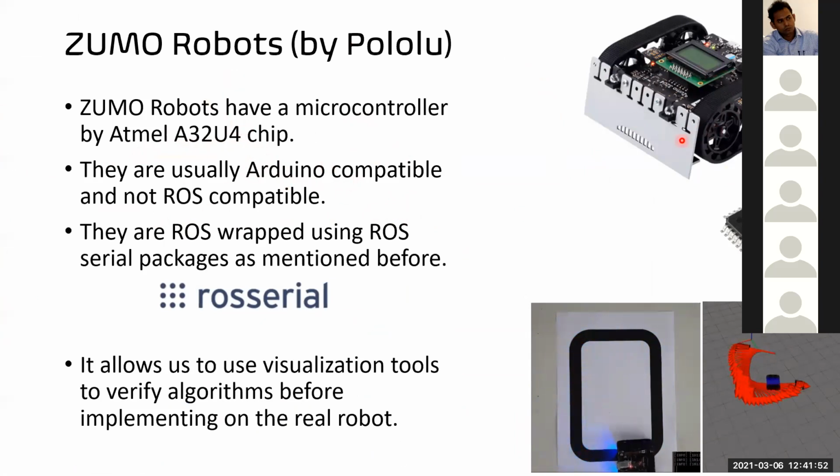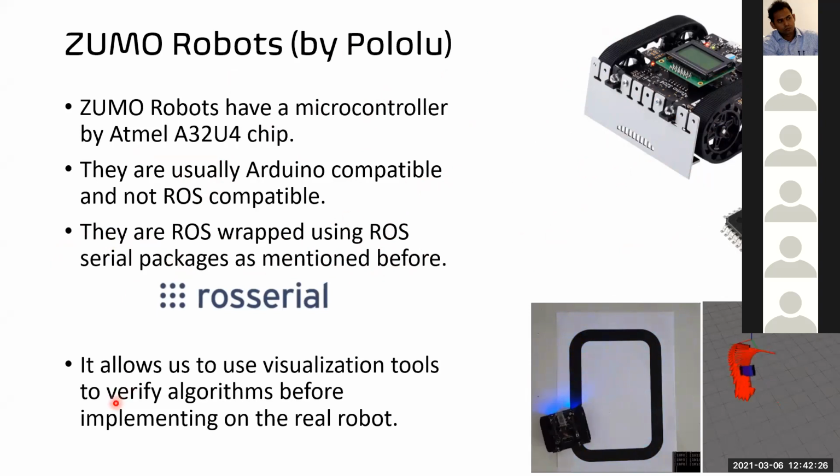So as we mentioned before, if it is Arduino compatible, then you can install the ROS serial library into ROS, and add some libraries in Arduino. Then you can convert this robot into a ROS compatible robot. We also call that ROS wrapping. So we have ROS wrapped using ROS serial packages. And now this robot has all the capabilities I have mentioned in previous slides.